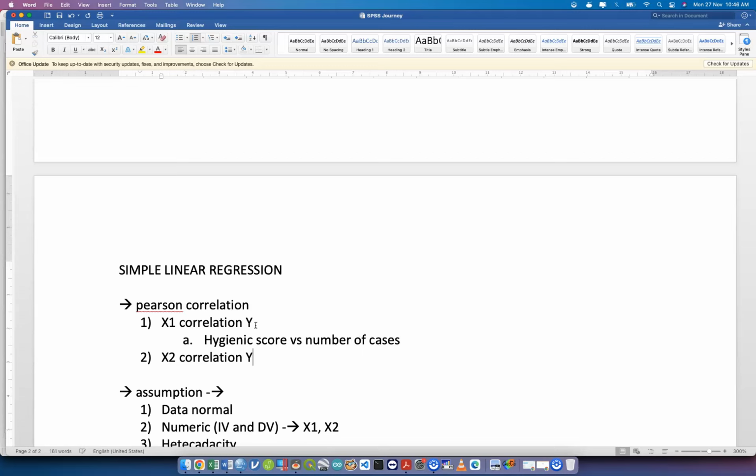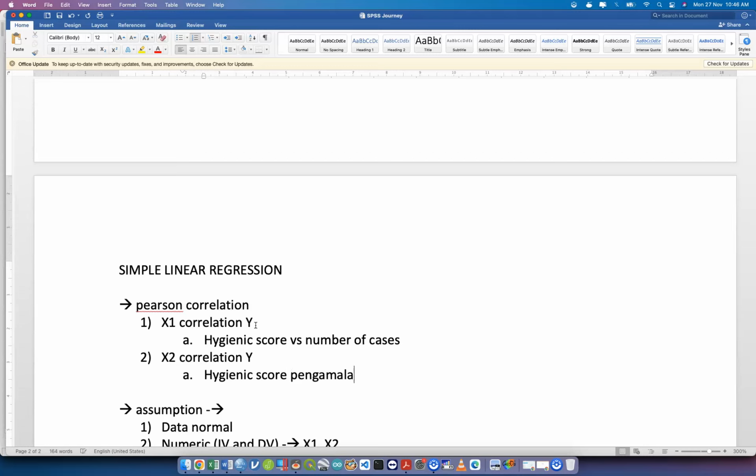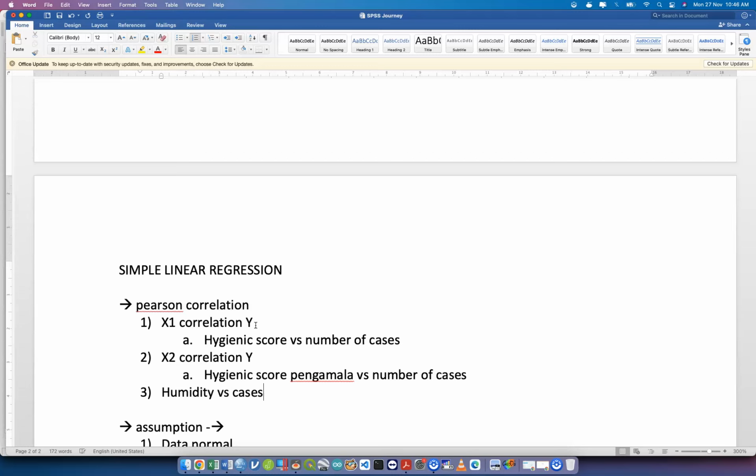Something like that, contoh. So the X2 is another thing. Something like hygienic score pengamal. With the cases. Yes. Macam mana soalan climate, dia? Climate. Boleh, boleh, boleh. Betul? Betul juga. Okay. Alright. Saya tunjuk contoh yang baik daripada kawan kamu tadi. Contohnya, humidity versus cases. Contoh. Temperature versus cases. Contoh. So, ini dipanggil dalam bahasa saintifik ecological correlation.